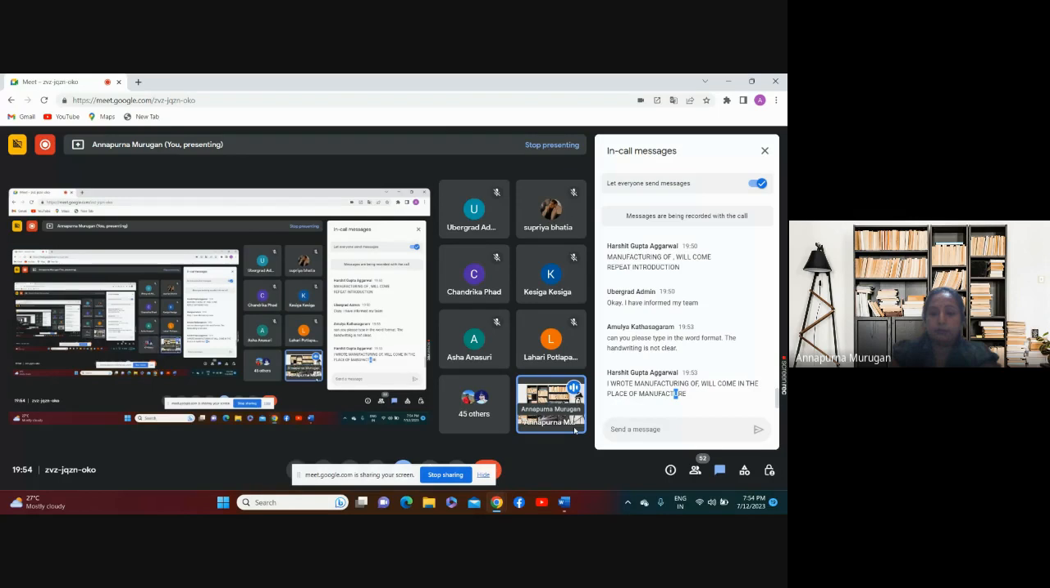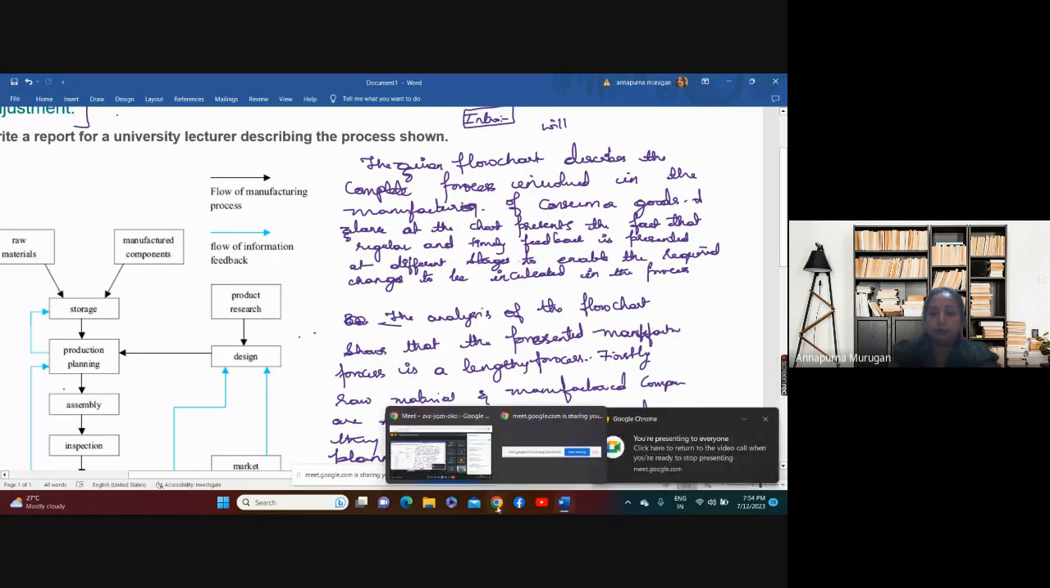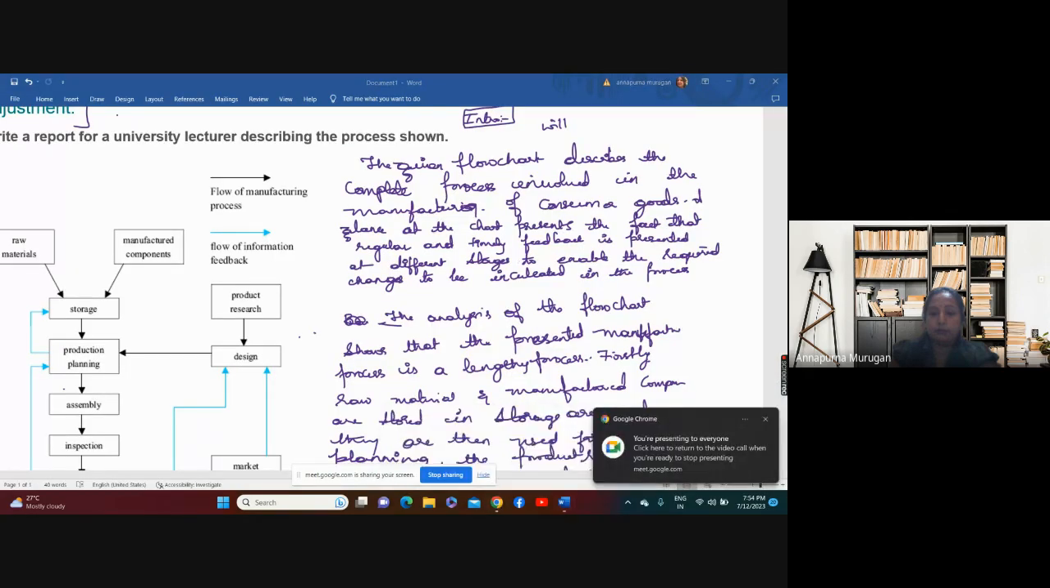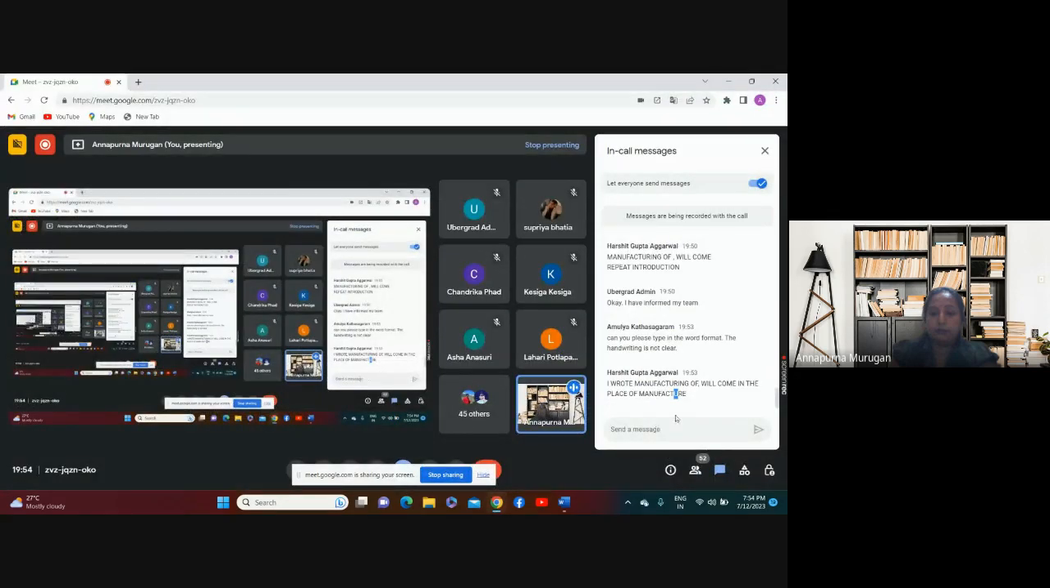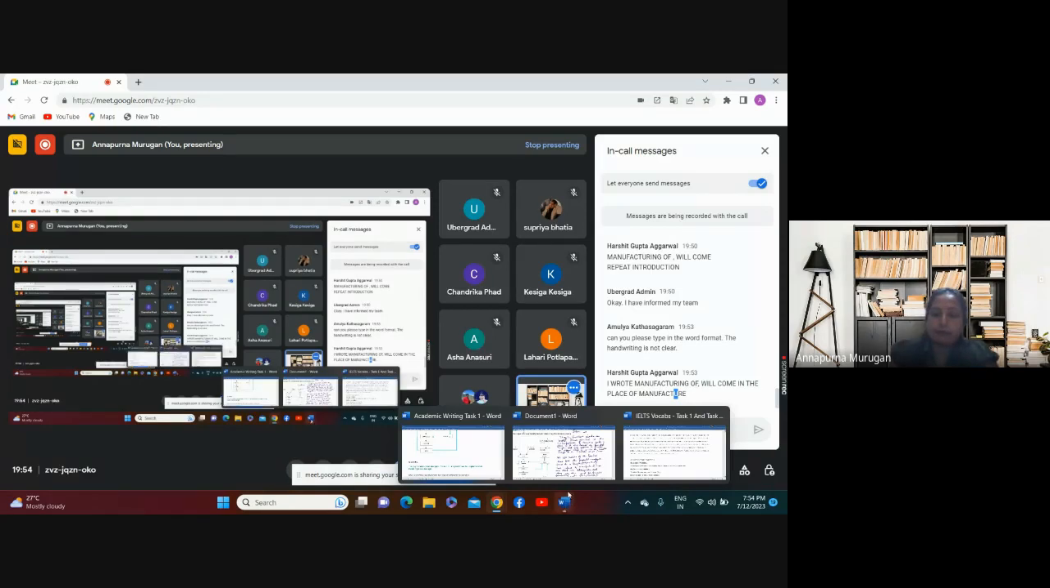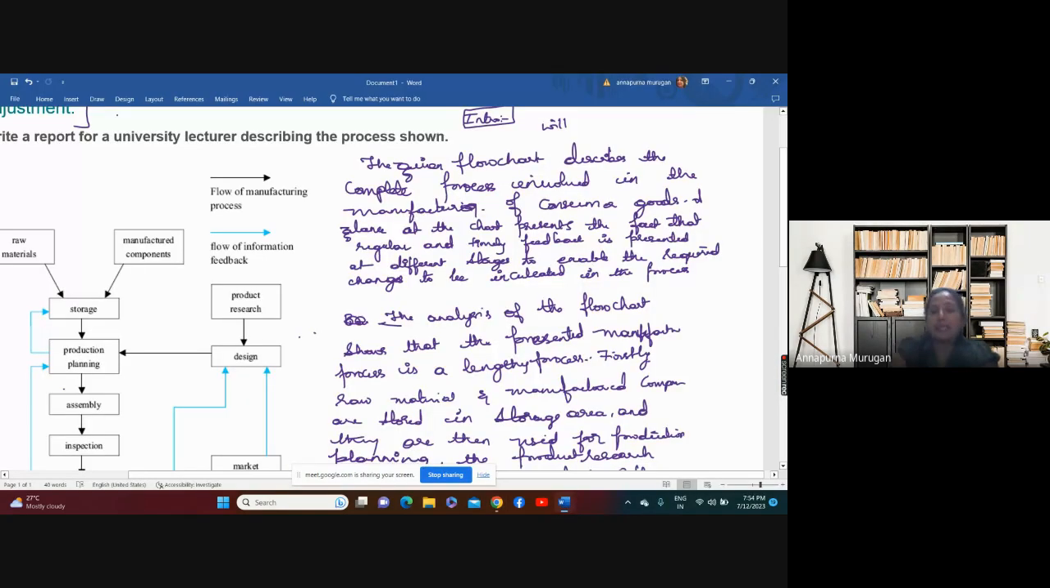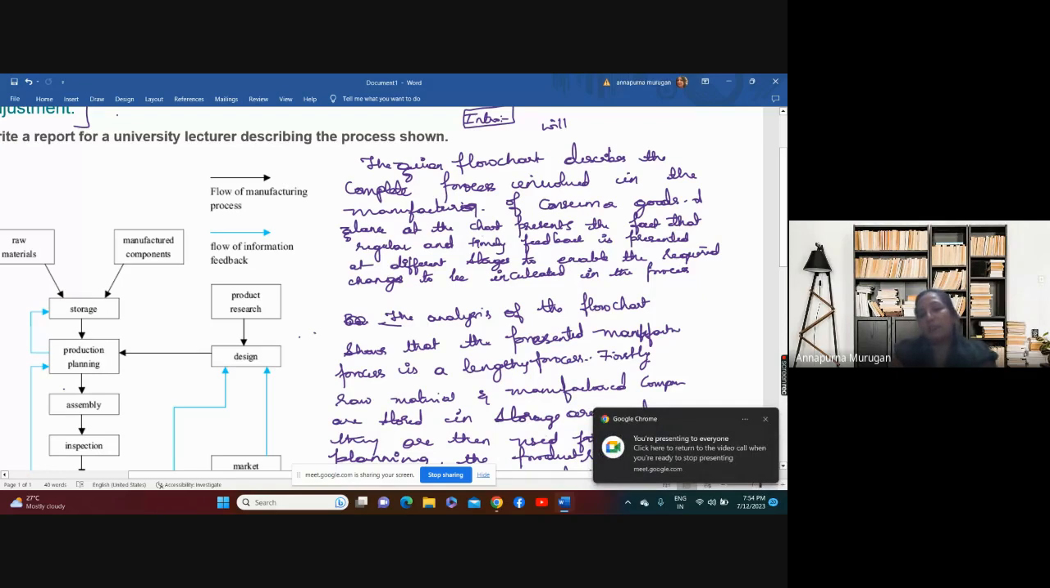I hope you got the clarification, Arshit. I need to see your complete sentence, then I can say whether manufacturing, whatever you have used, is correct or not. But in this case, yes, we are using the base form of verb.